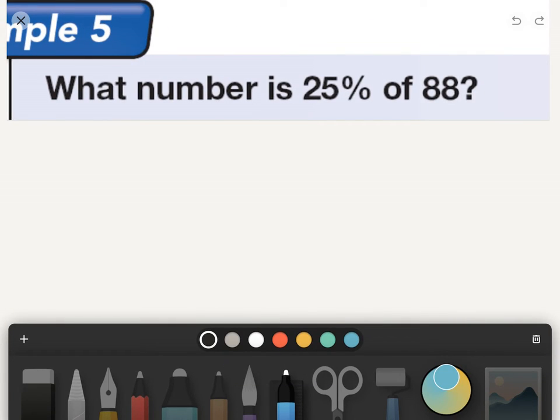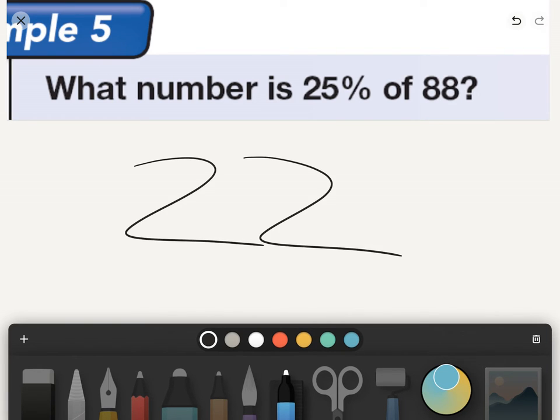Okay, so this is just mental math. What number is 25% of 88? 25% is 1/4. What's 1/4 of 88? 22. Okay, good talk.